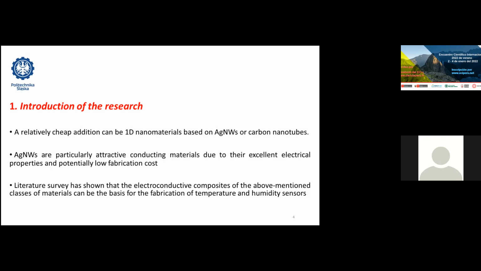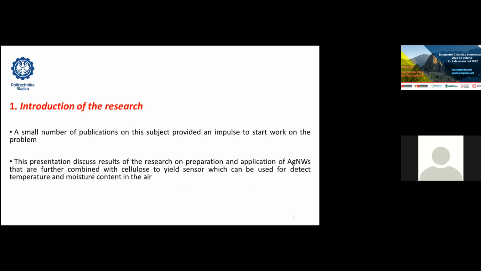And the question is, why did we choose silver nanowires? Because they have excellent electrical properties, optical properties, they are resistant to corrosion and have low fabrication cost. And literature survey has shown us that these above mentioned electroconductive composites can be fabricated to test and identify temperature and humidity. And we started working on this particular project because there are very few publications at present.